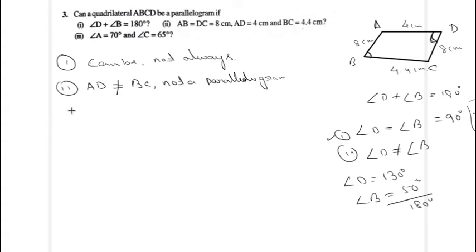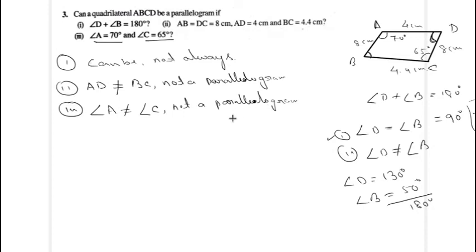Okay, now come to number 3. Angle A is 70 and angle C is 65. And we know that in a parallelogram opposite angles are equal, but here opposite angles are not equal. One is 70 and another one is 65. So here also, as angle A is not equal to angle C, it is not a parallelogram. Okay, hope you have understood this.